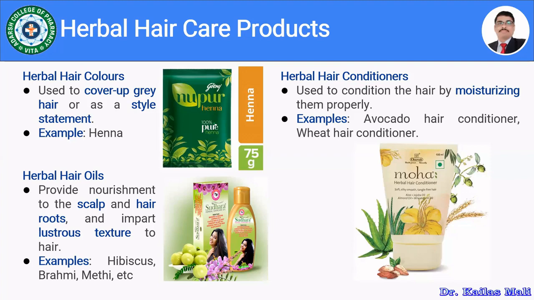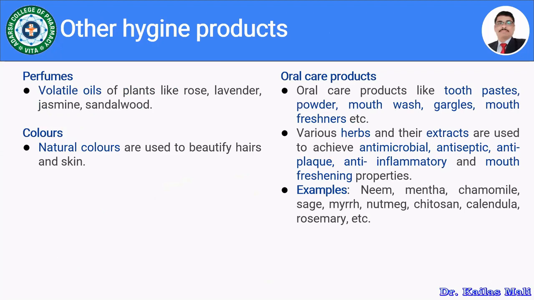Then the herbal hair conditioners, they are used to condition the hair by moisturizing them temporarily. So we are moisturizing the hair temporarily with the help of the herbal hair conditioner. The examples of the herbal hair conditioner are avocado hair conditioner and wheat hair conditioner. So this is about the herbal hair conditioner.